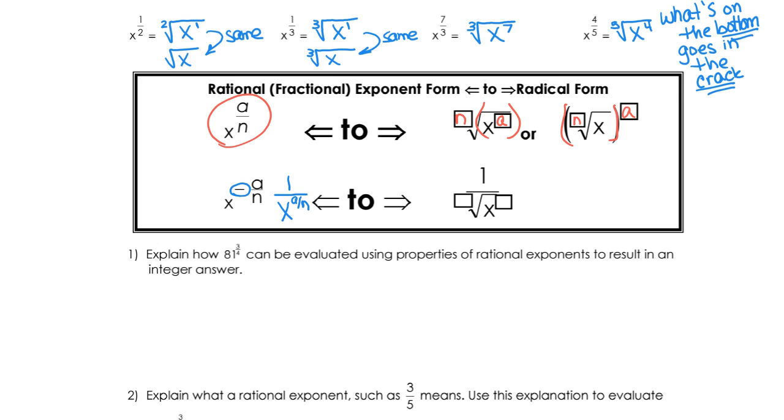Okay, and then we're going to keep the 1 over. But the n is on the bottom of the fractional exponent, and so it goes in the crack, and then the a is on top, so it goes on the base. All right, so we're going to go ahead and practice a couple of those.